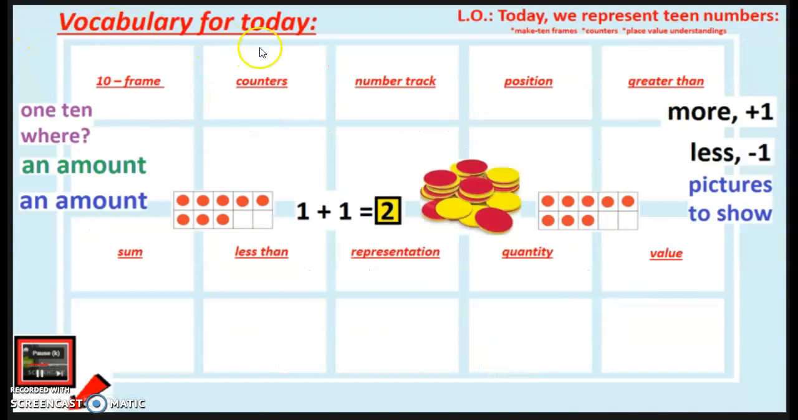Our vocabulary today, class, are 10 frame, counters, number track, position, greater than, sum, less than, representation, quantity, and value. Pause this video and match the colorful words and pictures to the red words. Unpause and check and see if you got them all right.